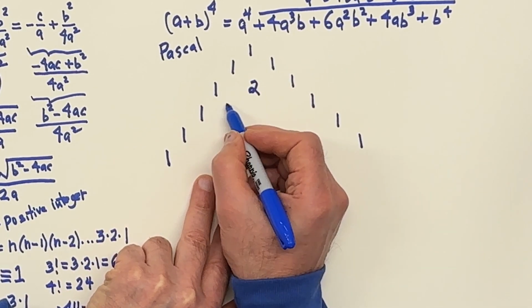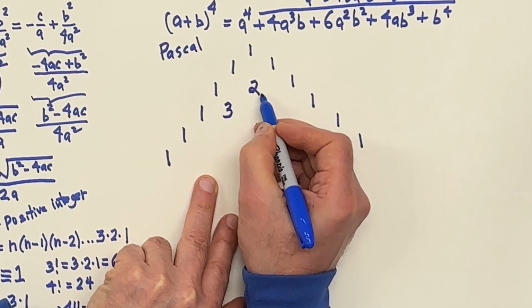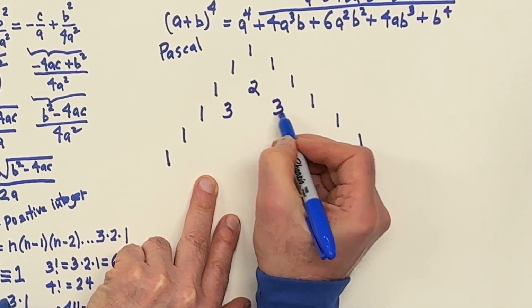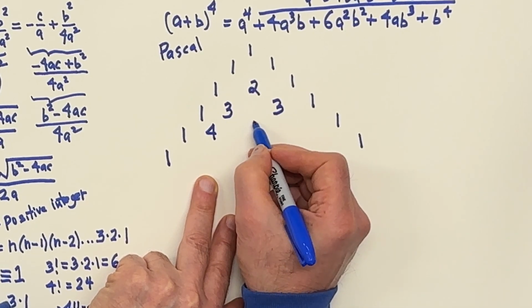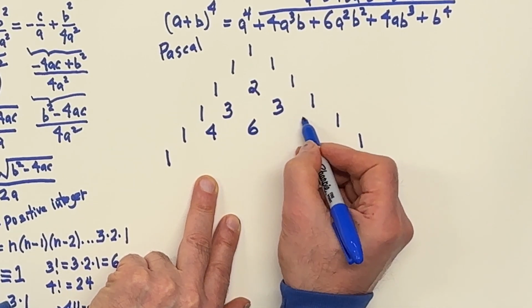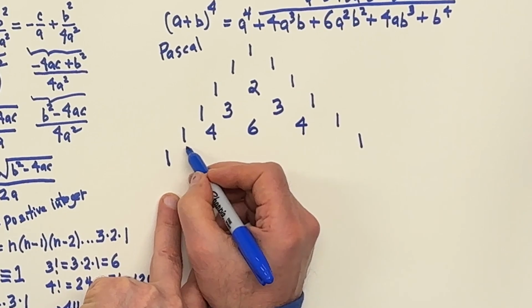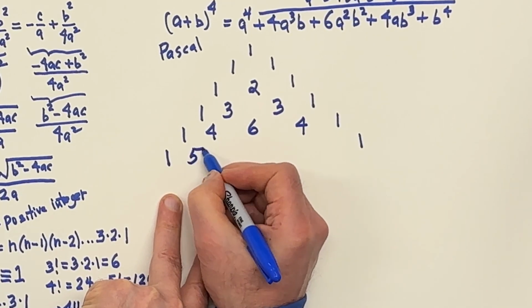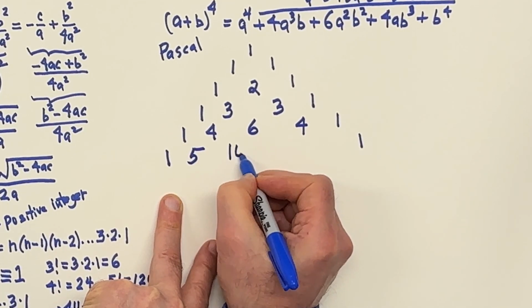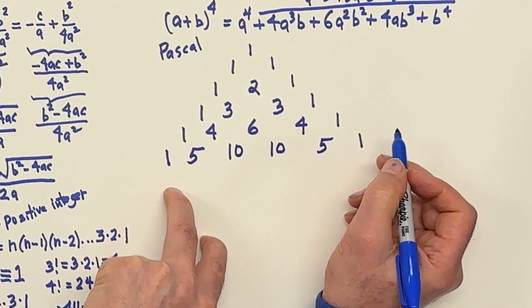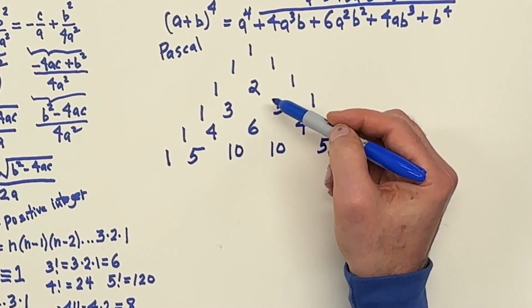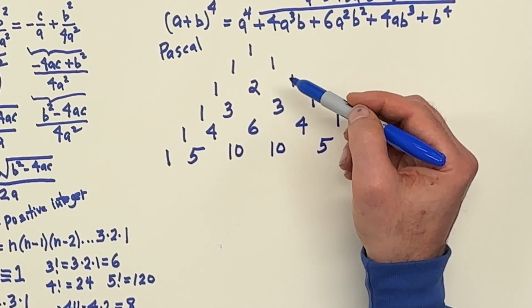you add 1 and 2 to get a 3, 2 and 1 to get a 3, then 1 and 3 to get a 4, 3 and 3 to get a 6, 3 and 1 to get a 4, 1 plus 4 is 5, and this would be 10, this would be 10, this would be 5, and that would be 1. These are the coefficients that we have found.